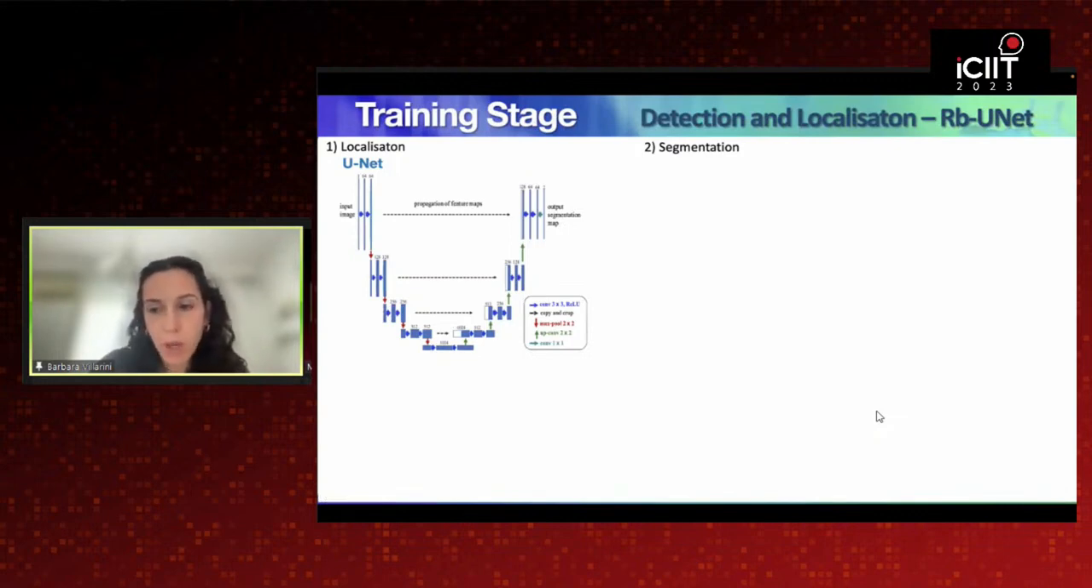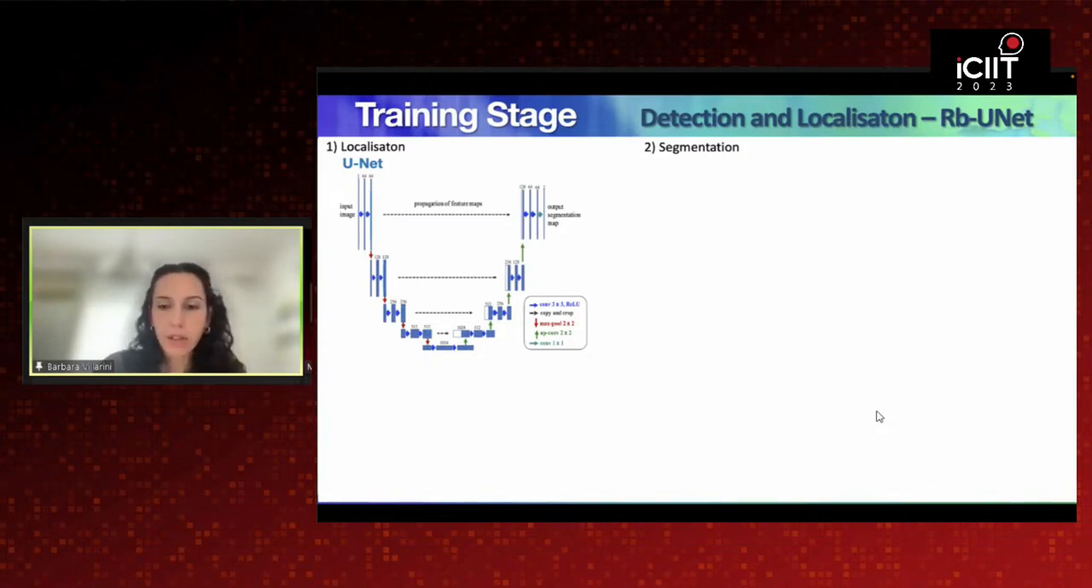All the white blocks represent the copied feature maps, and then the arrows represent the typical different operations in a neural network. So in the upsampling part, we have a large number of feature channels which allow the network to propagate context information to higher resolution layers.